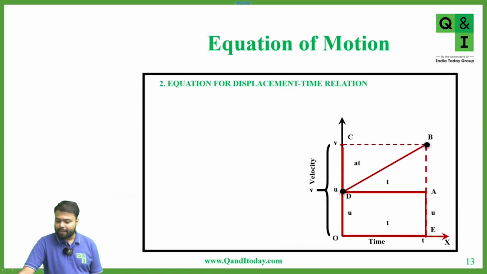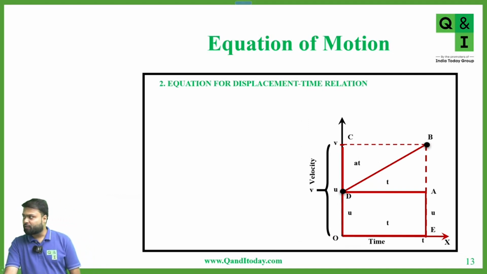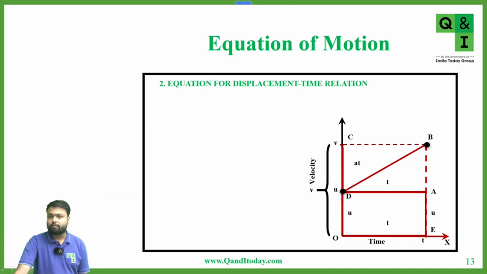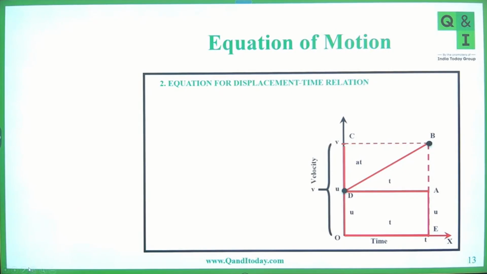Now we'll talk about the second equation for the displacement-time relation. Can anyone tell me how we'll derive the second equation of motion with the help of this graph? We already discussed that point while we were discussing the graphs. Can anyone tell me how we will derive the displacement-time relation with the help of this given velocity-time graph? How will we derive s is equal to ut plus half at square? Tell me.